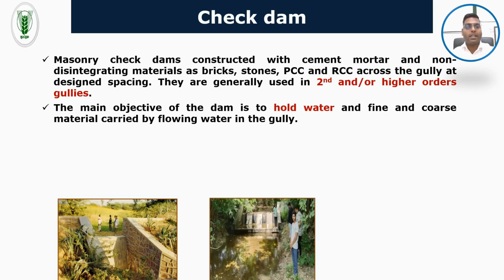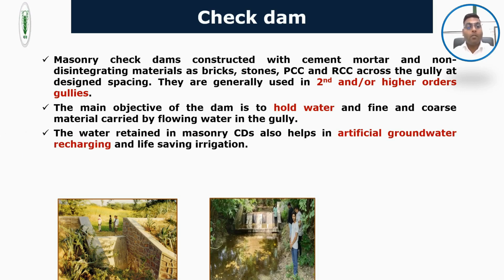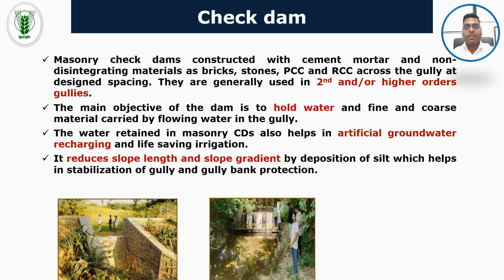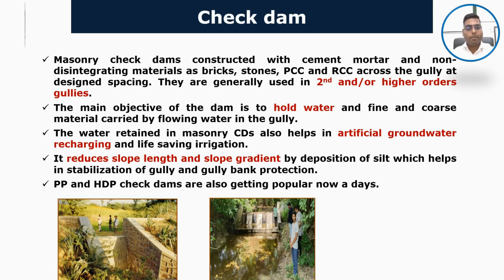water in the gully. The water retained in the masonry check dams also help in artificial groundwater recharging and life-saving irrigation. It reduces slope length and slope gradient by deposition of silt, which helps in stabilization of the gully and gully bank protection. Polypropylene and high density plastic check dams are also getting popular nowadays.